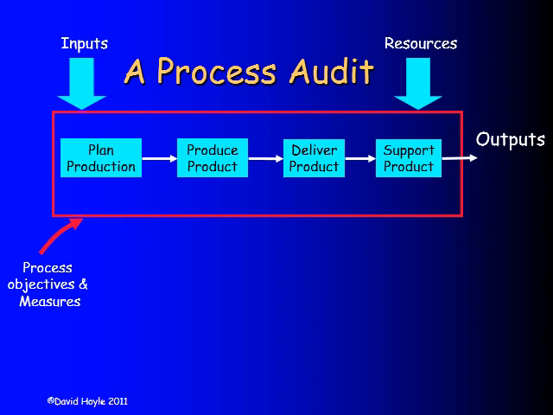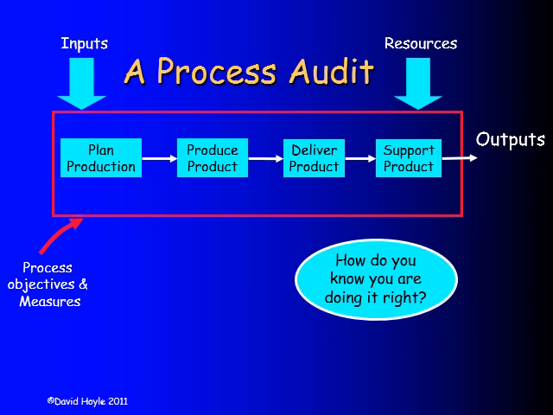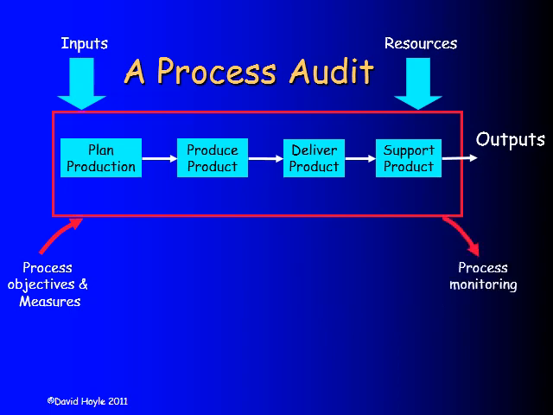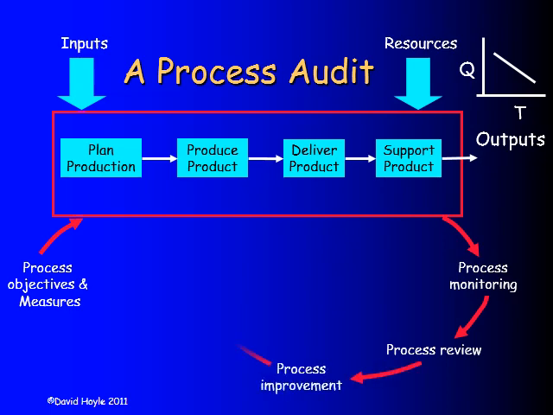Our next question is, how do you know you're doing it right? The answer should reveal the degree of process monitoring that is being undertaken, and the review of performance data undertaken to establish how well the process objectives are being achieved. By asking what action was taken the last time performance was reviewed, it should reveal whether process improvement is being undertaken.